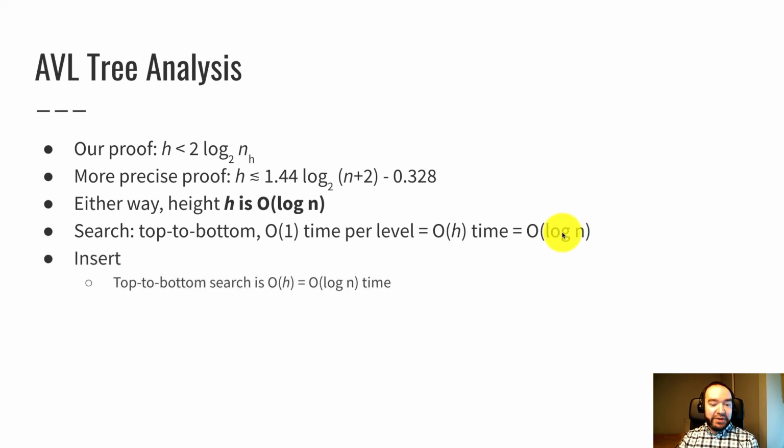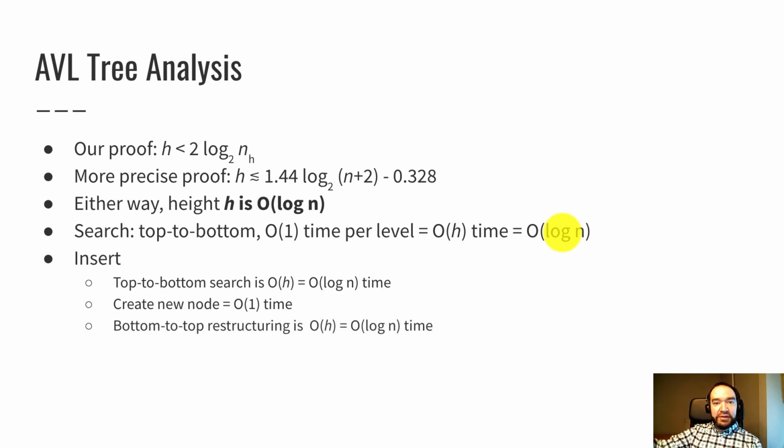Insert has the same kind of situation. To do an insert, first there's a top to bottom search, starting at the root at the top, working our way down to find where to insert the new node. So that takes big O of h, which is big O of log n time. Creating the new node at the bottom takes constant time. And then there's the bottom to top restructuring loop. We start at the bottom, work our way up, looking for an imbalanced node. If we find it, we do a tri-node restructuring, and that takes big O of h, which is big O of log n time. So there's a total of log n time to go top to bottom, constant time to add the node, log n time to go bottom to top to do the restructuring. It all adds up to log n time.